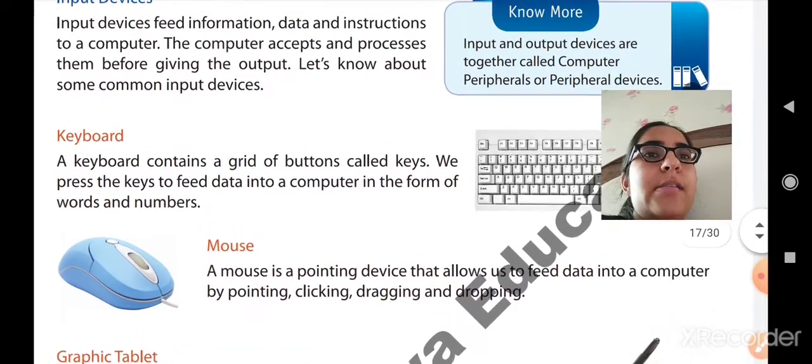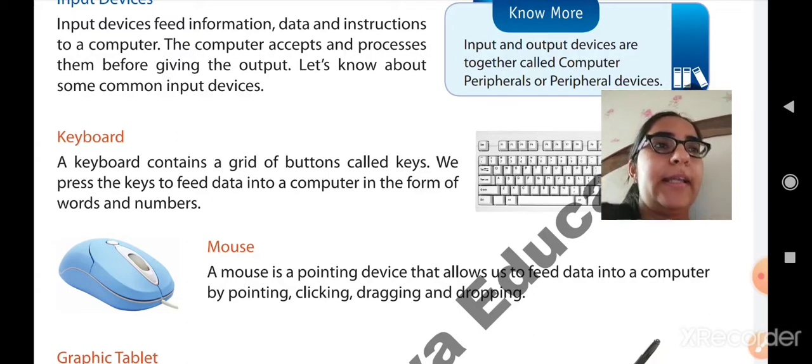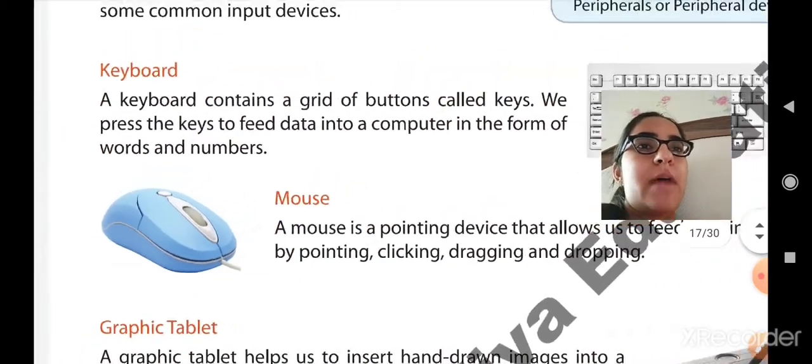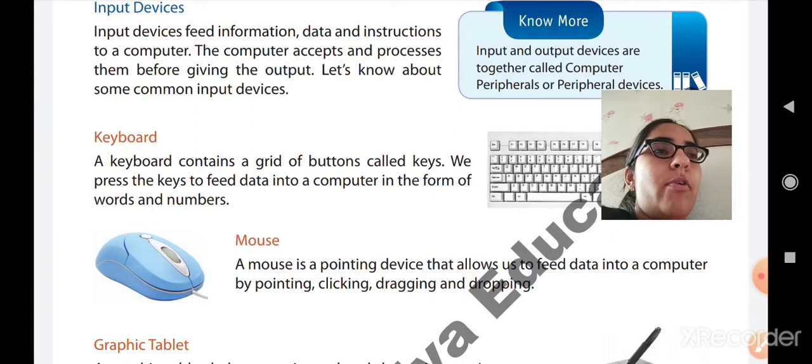Second input device is mouse. A mouse is a pointing device that allows us to feed the data into the computer by pointing, clicking, dragging and dropping. So here is an image of the mouse. A mouse is a pointing device. It means you can point, you can click on it, you can drag it. You can point it anywhere. It means a cursor. You can move the cursor anywhere.